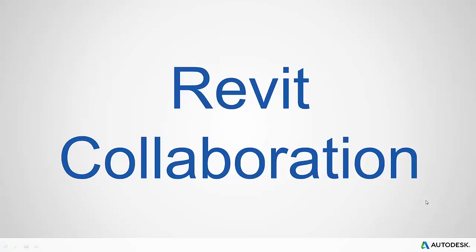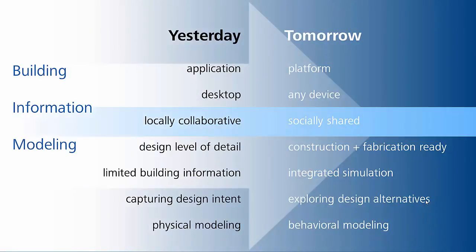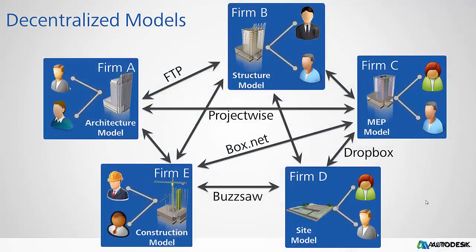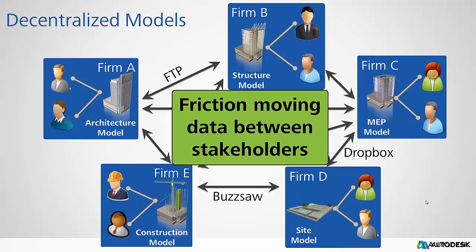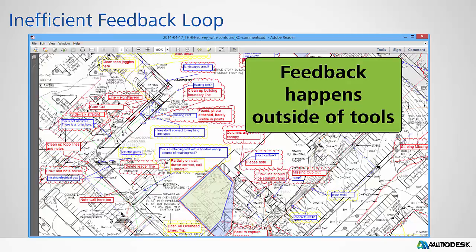Okay, so moving into the new collaboration feature for Revit. This is where we look at moving from locally collaborative to socially shared. At the moment, a lot of people are working in a decentralized way, sharing data across multiple different storage facilities. This is causing friction between different stakeholders. There's inefficient feedback when we loop the data between one and the other. A lot of this feedback happens outside the tools.